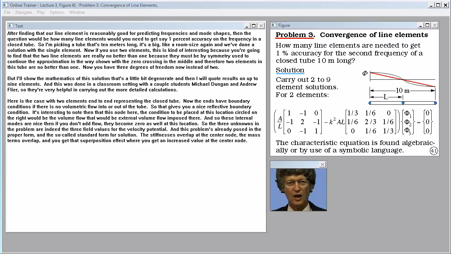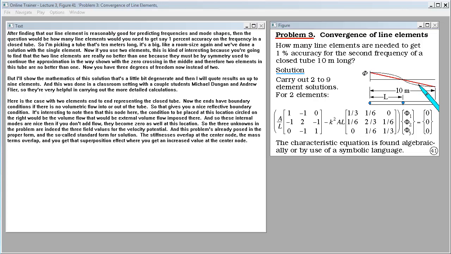After finding that our line element is reasonably good for predicting frequencies and mode shapes, then the question would be, how many line elements would you need to get, say, 1% accuracy on the frequency in a closed tube? So I'm picking a tube that's 10 meters long. It's a big, you know, like a room size again. And we've done a solution with a single element.